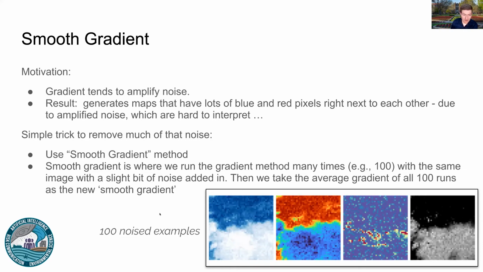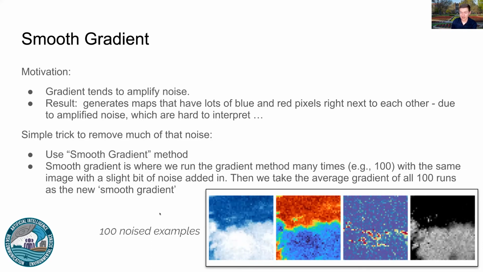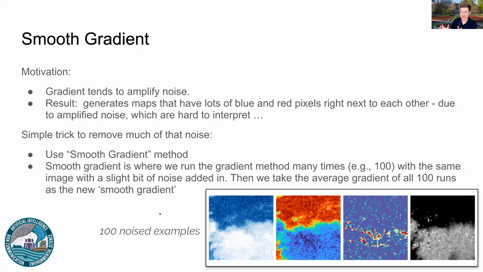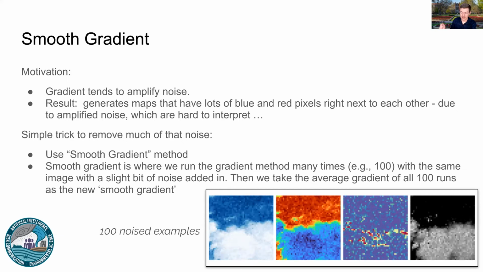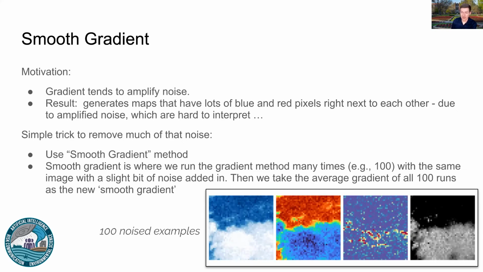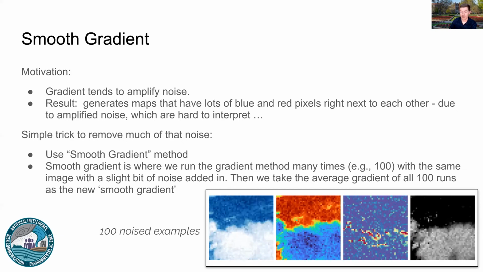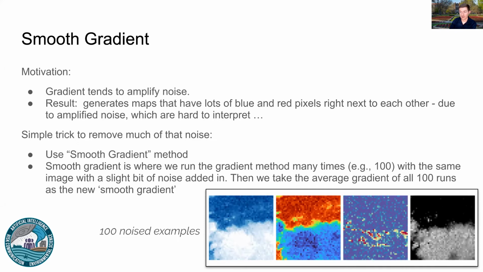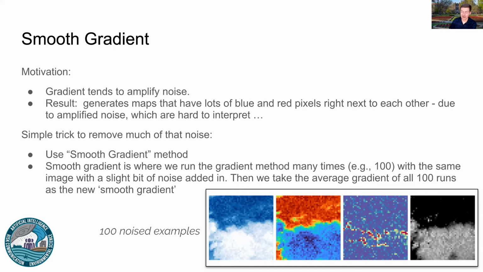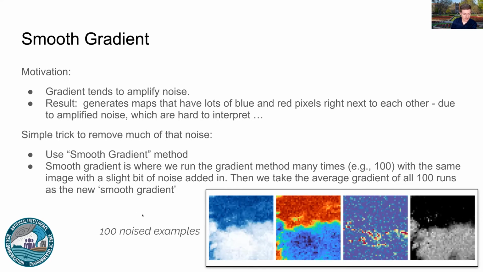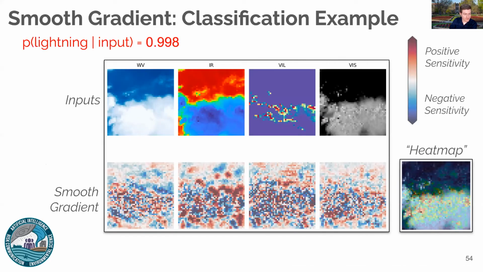So you'll see on the bottom right here, I've shown 100 different examples of the same strong convective example with slightly permutated noise throughout the image. And then if we take the average gradient across those 100 different examples, it'll hopefully give us a more smooth interpretation, or explanation, sorry. If you go to the next slide. So this is the result.